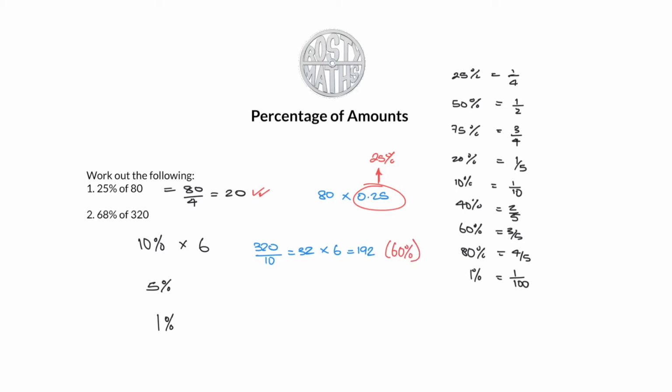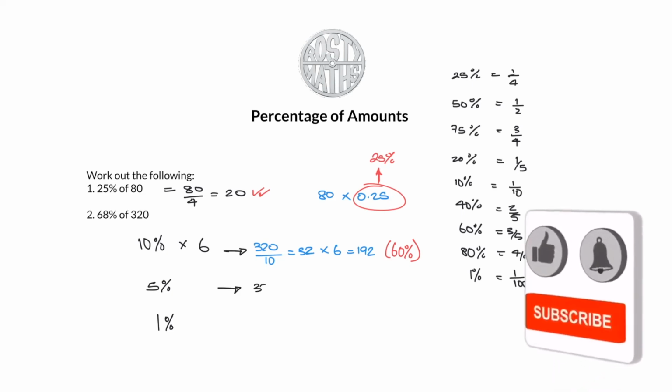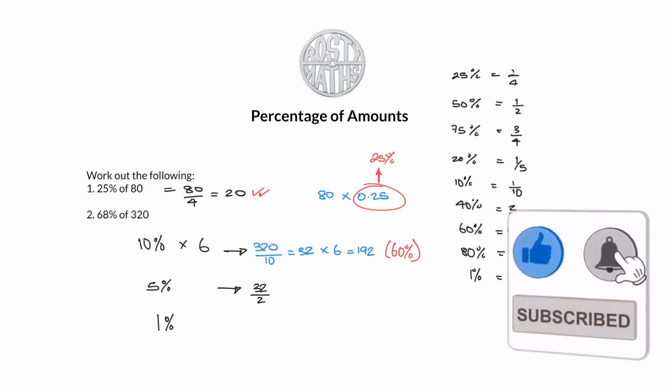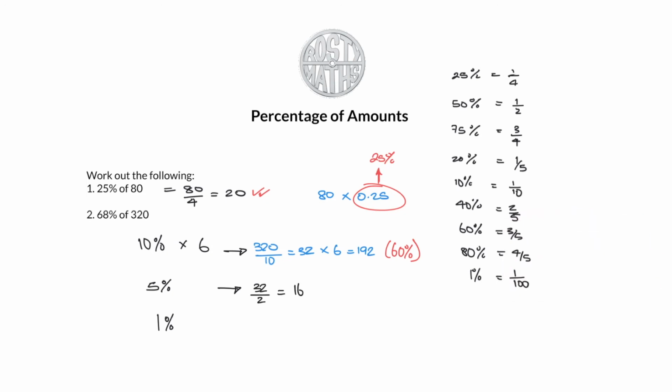Now I need to find 5%. Well, I've already found 10% is 32. So 5% is going to be half of that. So therefore, I'll put a little arrow here to say that that's what I'm doing. So that's going to be 32 divided by 2, and that's going to be 16. And in brackets, I'm going to say that's going to be my 5% there. So I've got 65%. I need 3 more percent to make 68%. So let's go and do that.